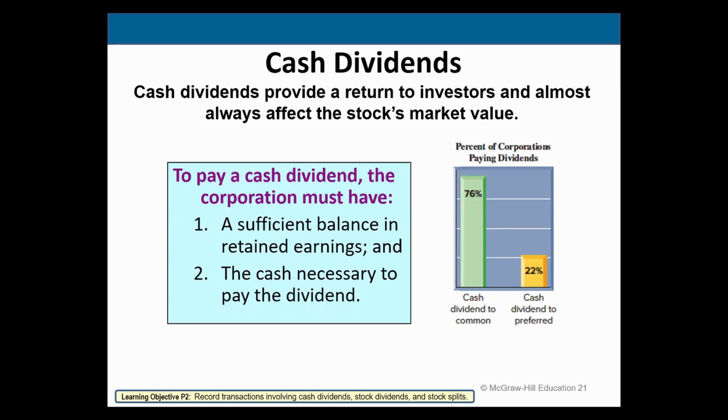And in order to pay a cash dividend, a corporation has to have a significant balance of retained earnings and also the cash necessary to pay the dividend. And so they may decide not to pay a dividend and use the retained earnings to further the business or to pay off debt, but usually they'll pay it. Corporations have certain times that they do it, and usually it's on a quarterly basis.